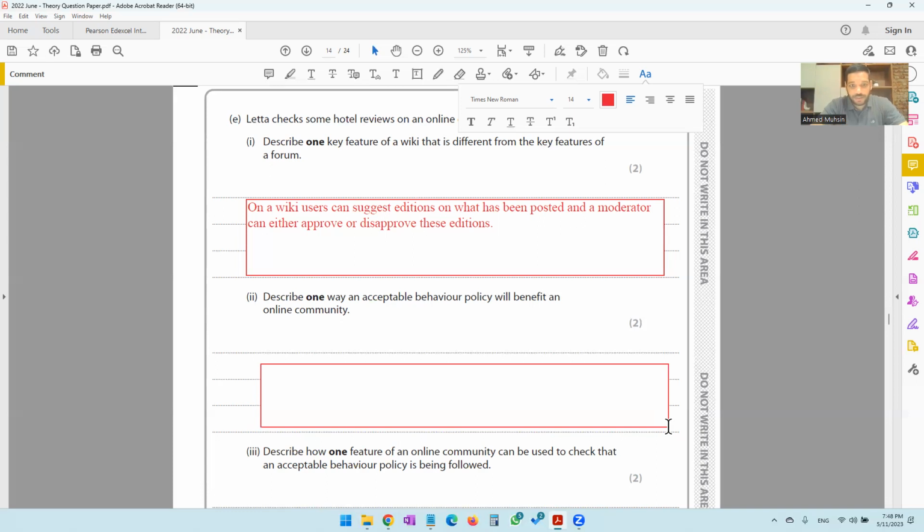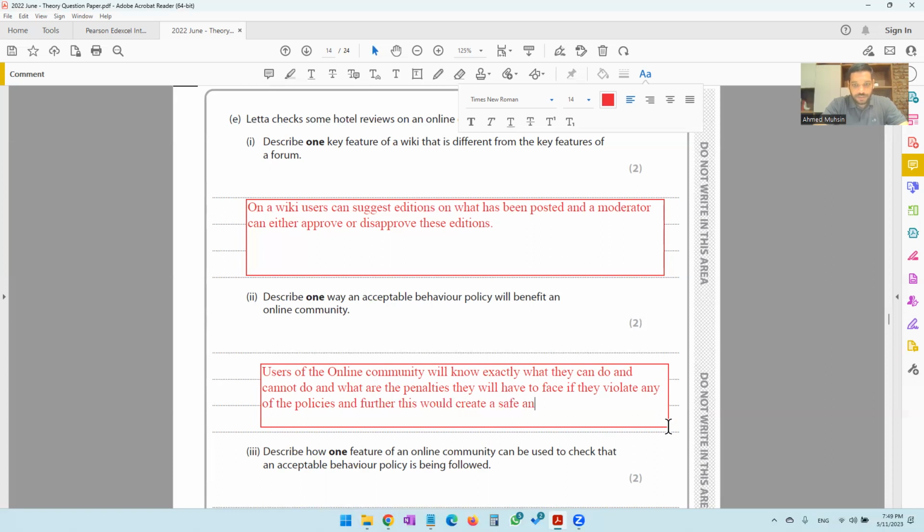Describe one way an acceptable behavior policy will benefit an online community. We can say users of the online community will know exactly what they can do and cannot do, and what penalties they will have to face if they violate any of the policies. And further, this would create a safe and pleasant environment for all users.